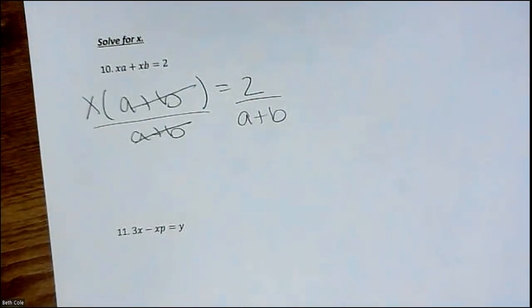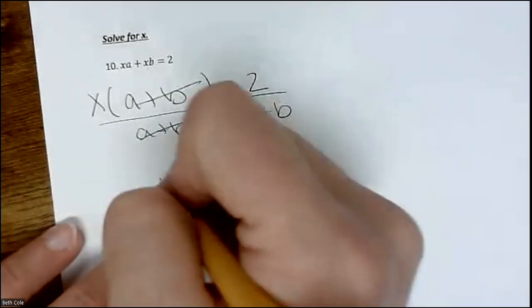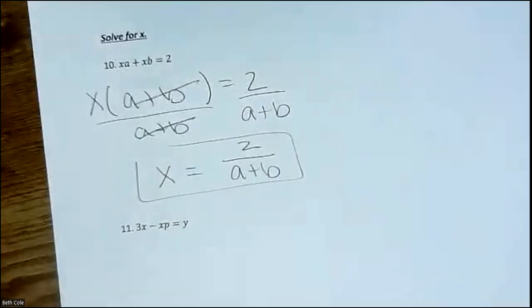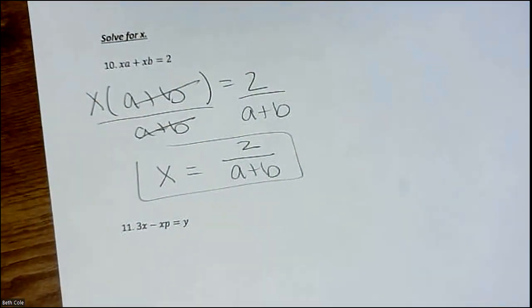Hey, you're just moving stuff. I'm going to move this over here. So your final answer is x equals 2 over a plus b. Do you see how x is alone now? We got x by itself. That's what solve for x means.